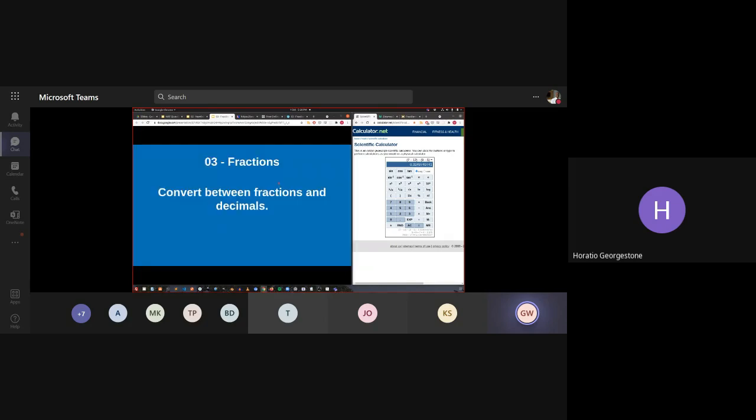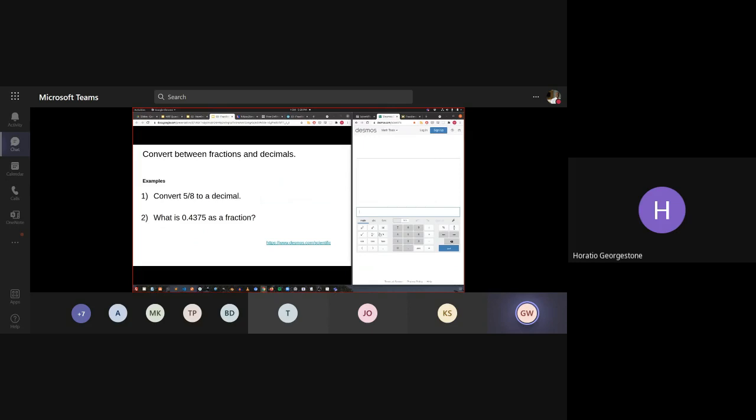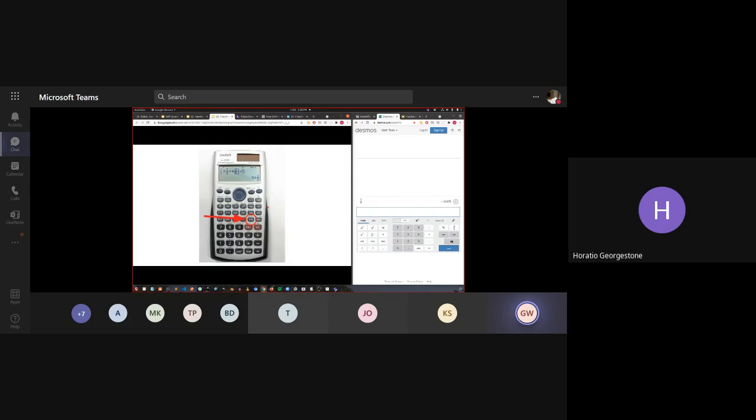Okay, so converting between fractions and decimals, again, very easy to do when you're allowed to use a calculator. So if we type in a fraction, the calculator will convert it automatically to a decimal. No, in fact, it won't on most calculators. You have to press this button.